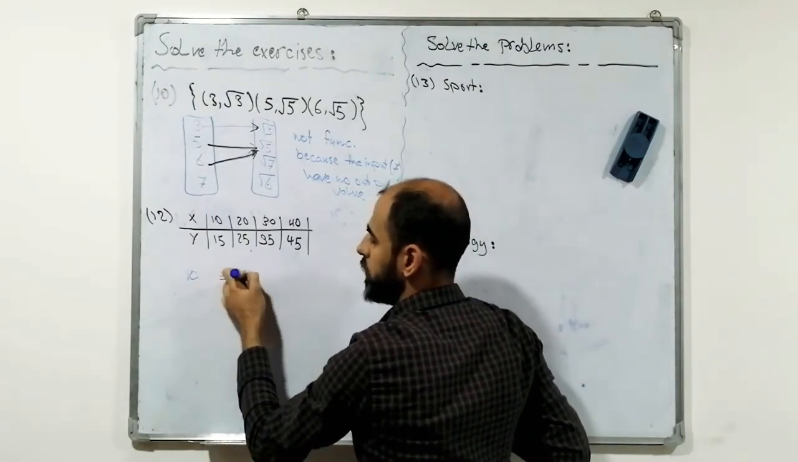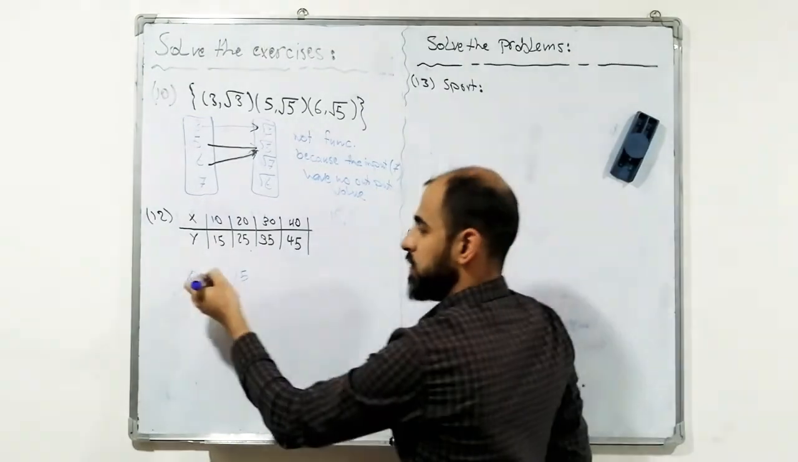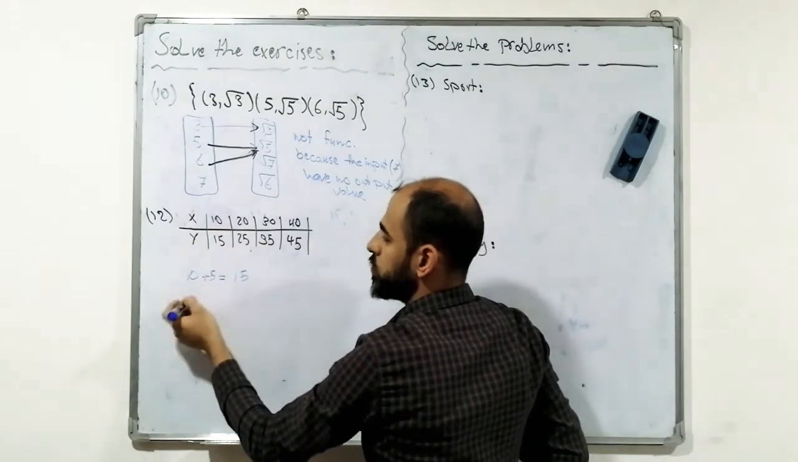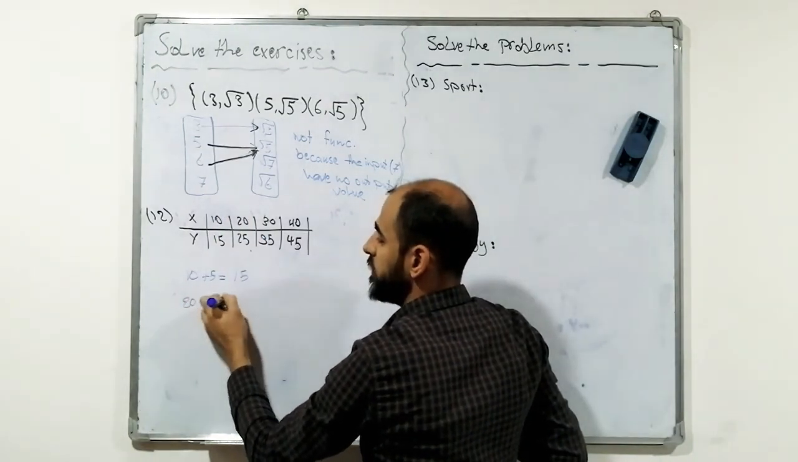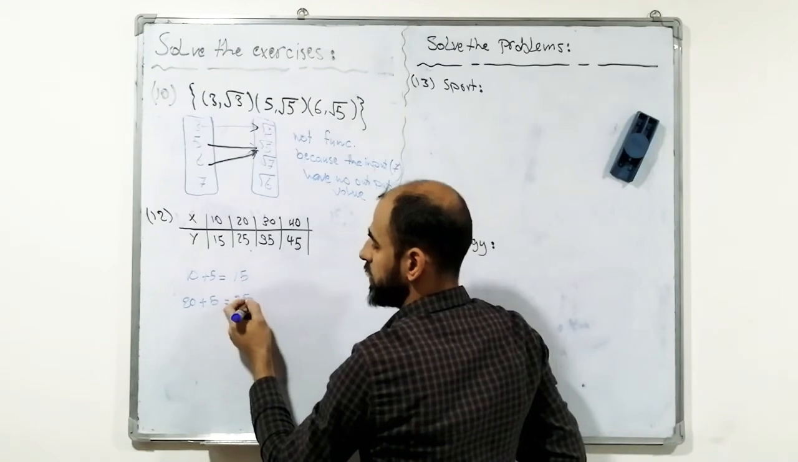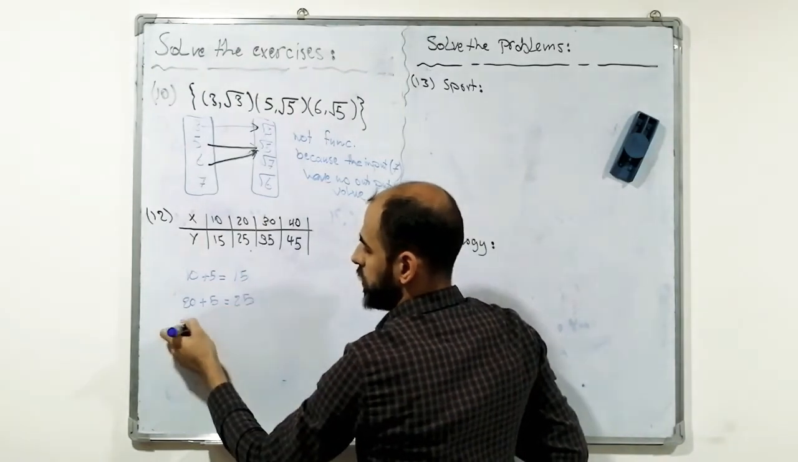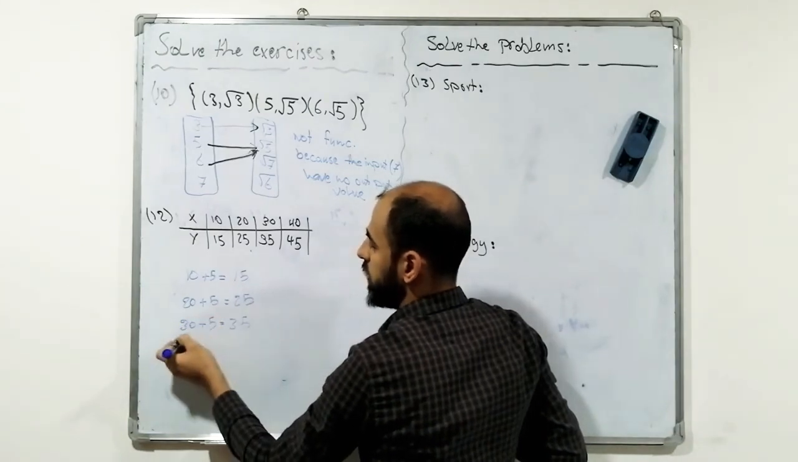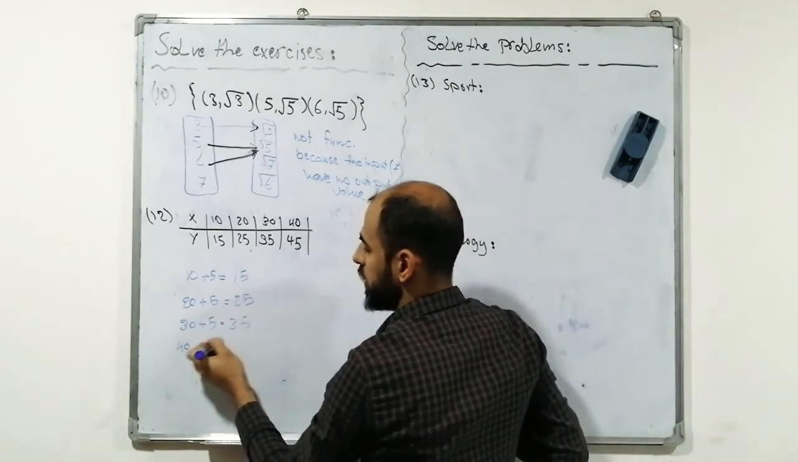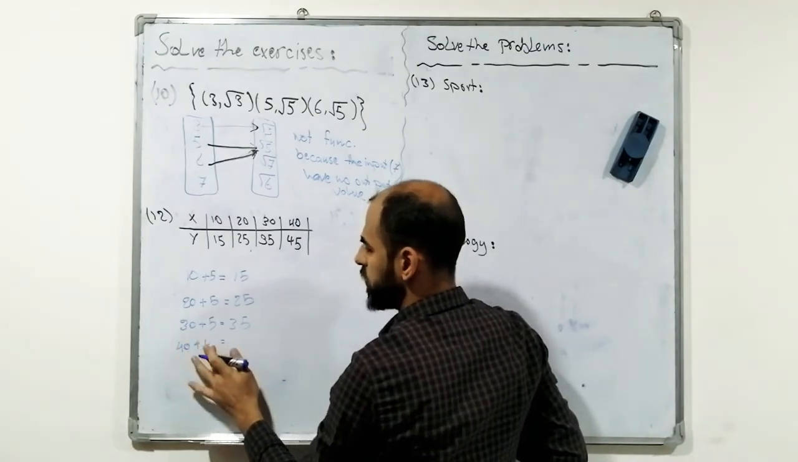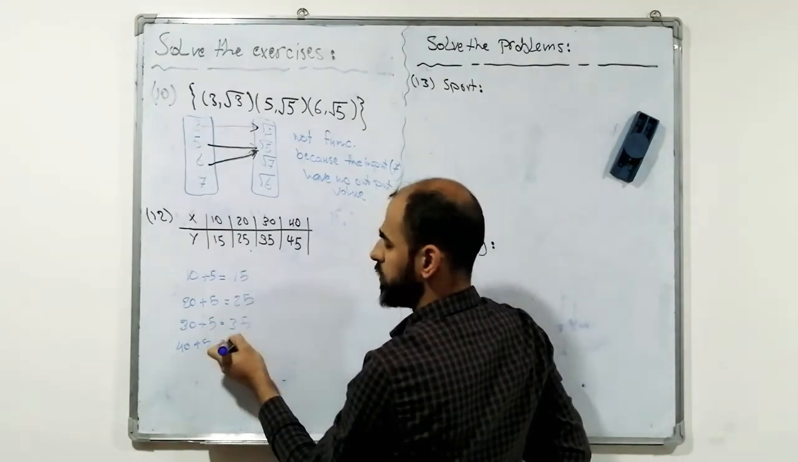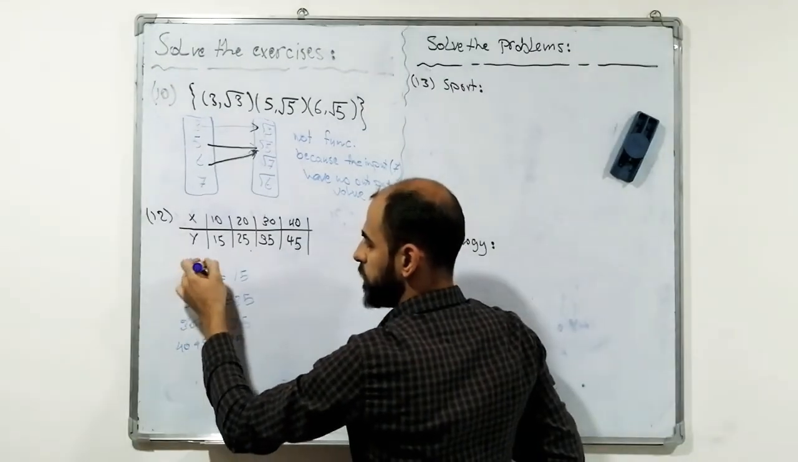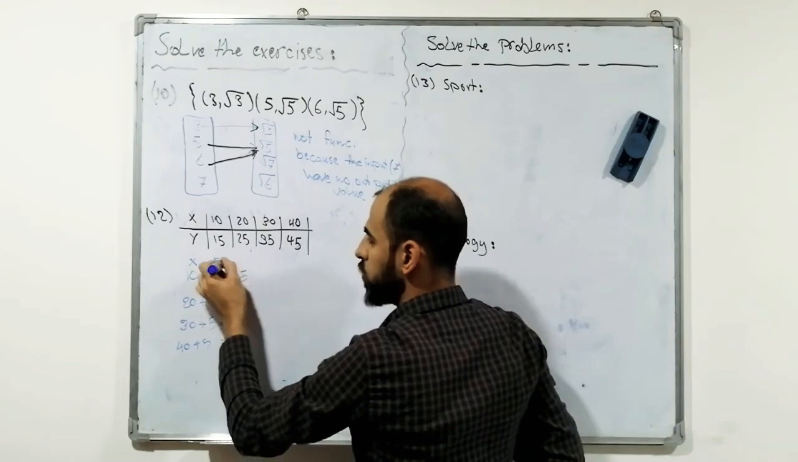So here, how can we make 10 equal 15? By adding 5. Also, how can we make 20 equal 25? By adding 5. And 30, how can we make it equal 35? Also by adding 5. And 40 plus 5 will be equal to 45. So here the function rule is x plus 5 equals y.